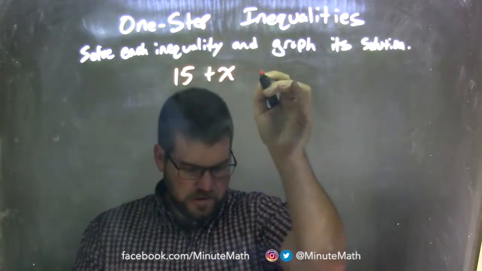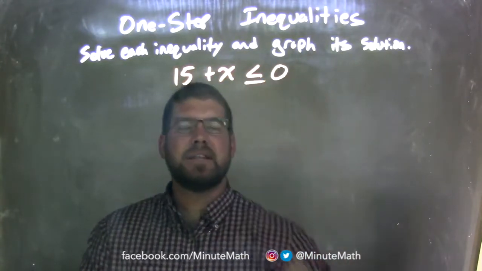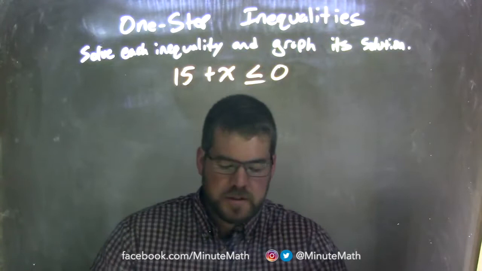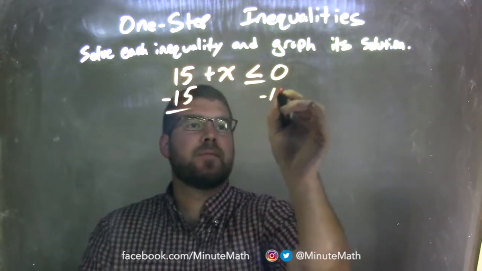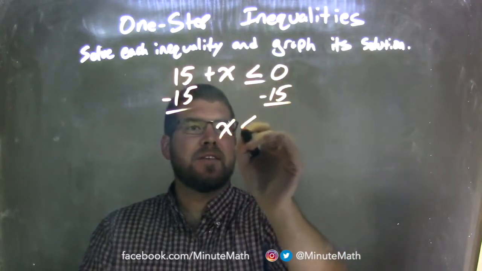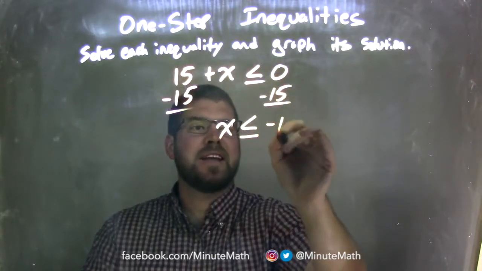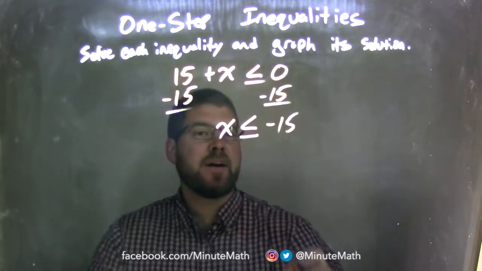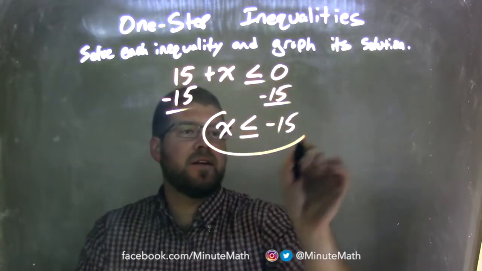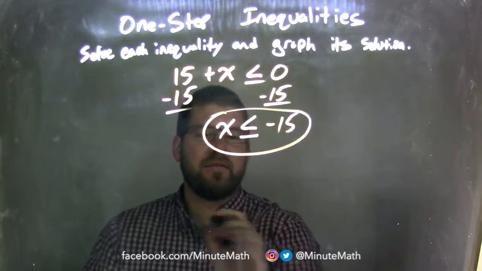Plus x is less than or equal to 0. Well, my first step is I need to get the x by itself. So I'm going to subtract 15 from both sides. That leaves me with x is less than or equal to 0 minus 15, which is a negative 15. Okay? So x is already isolated, and that's my final answer. X is less than or equal to negative 15.